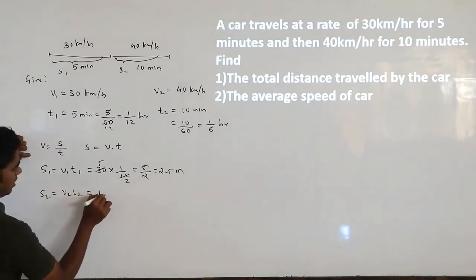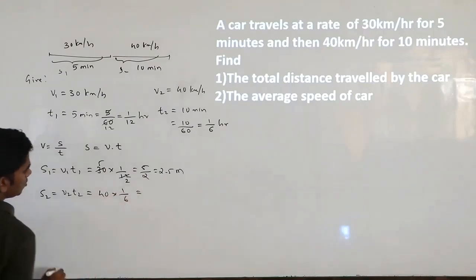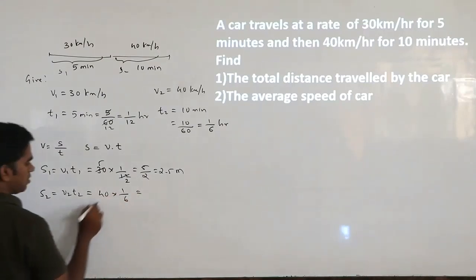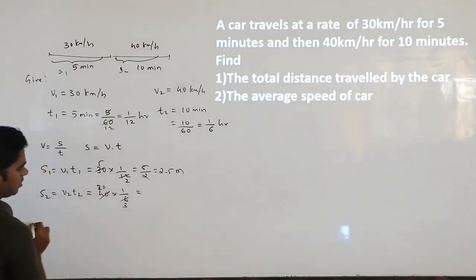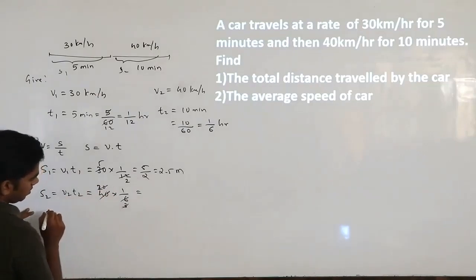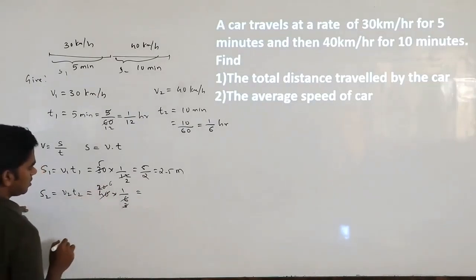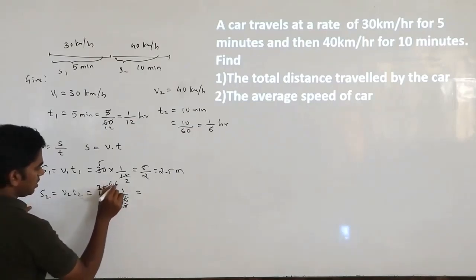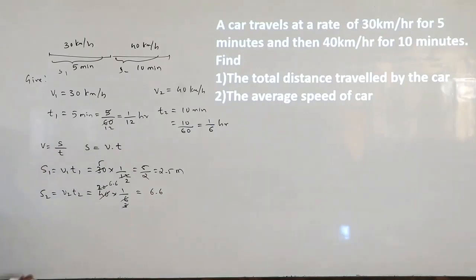So S2 is V2 into T2. V2 is what? 40, into T2. T2 is what? 1 by 6. So 40 by 6 is 20 by 3. So 20 by 3 means 3 sixes are 18, and the remainder gives 0.6. So 6.6.